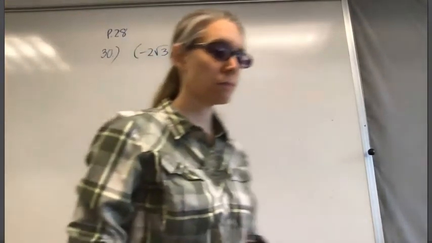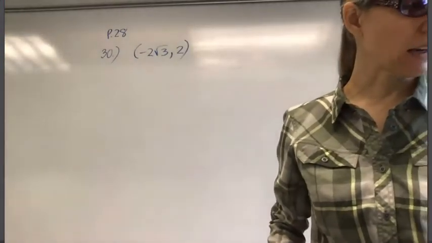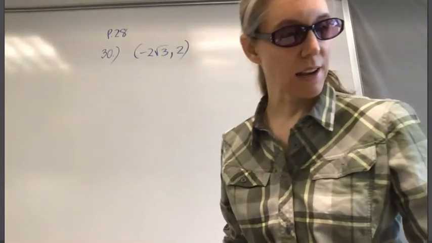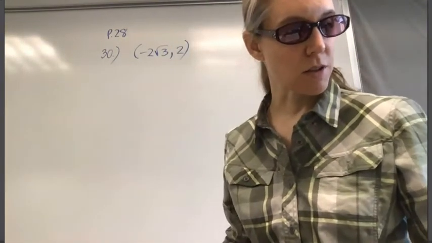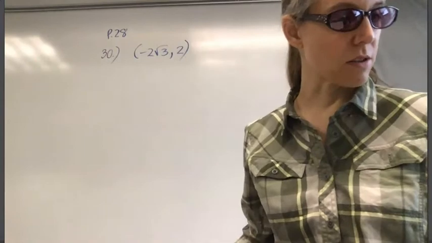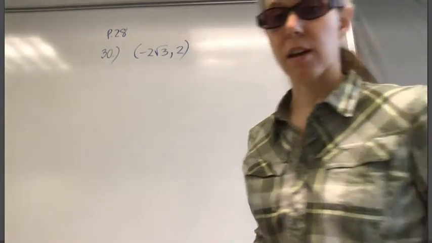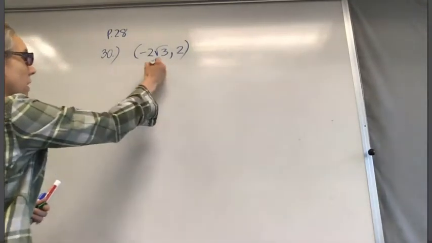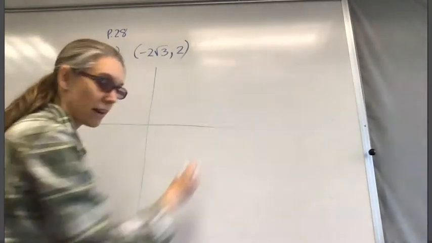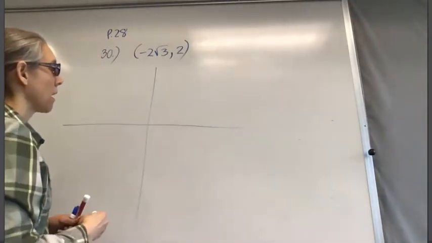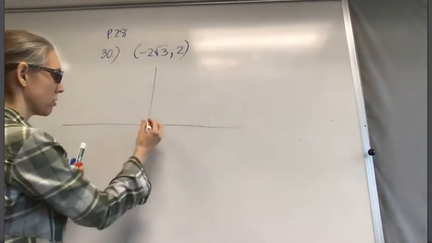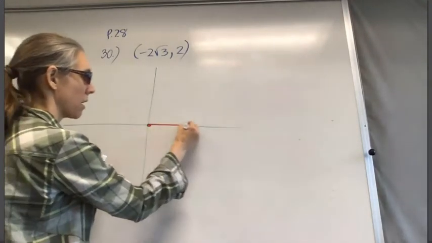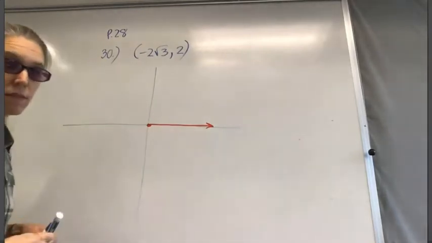Here we have sketch an angle theta in standard position such that theta has the least positive measure and the given point is on the terminal side of theta. So that means I start with the xy axis, and I have my initial side always on the positive x-axis.